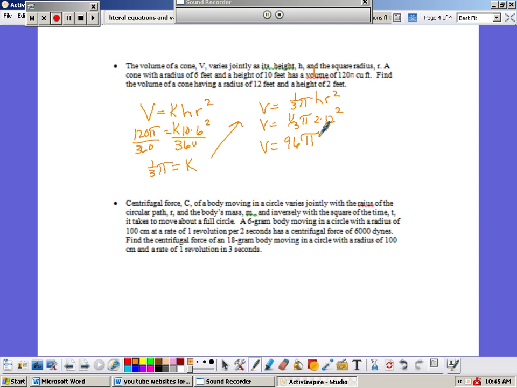Now remember, I didn't use pi. And the reason I didn't is because their volume was in pi cubic feet. If you put pi in, you would have got 96 times 3.14, and you would have gotten approximately, don't forget your approximate sign, 301.44 cubic feet. This is an exact answer. This is an estimated answer, because we use the estimated value of pi.